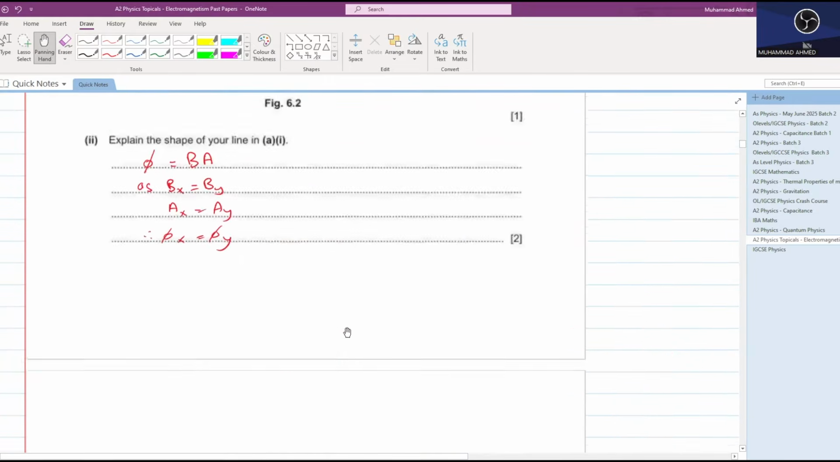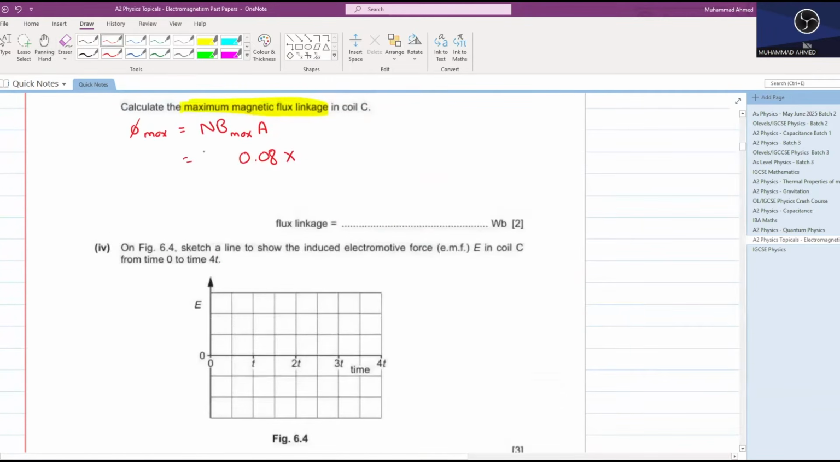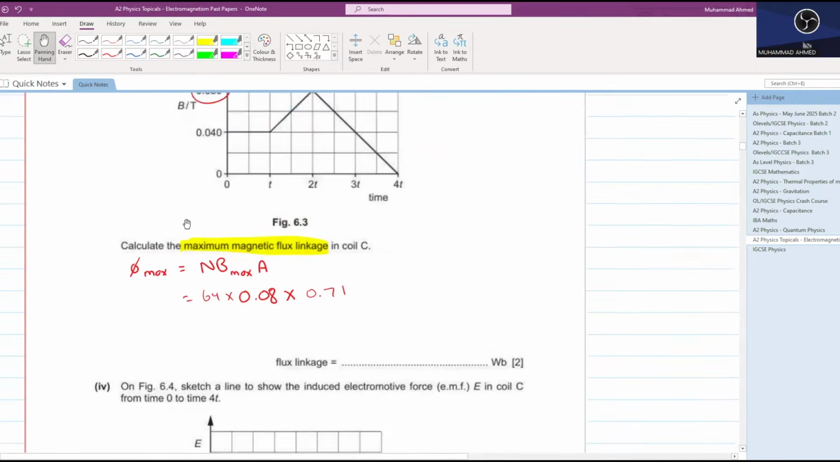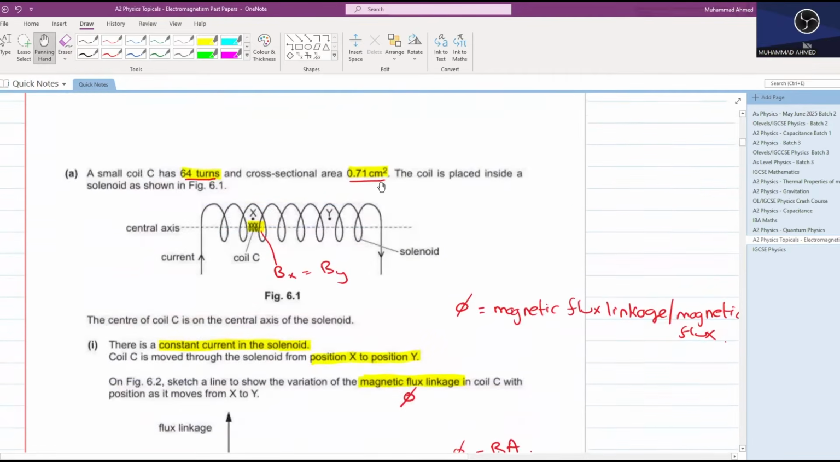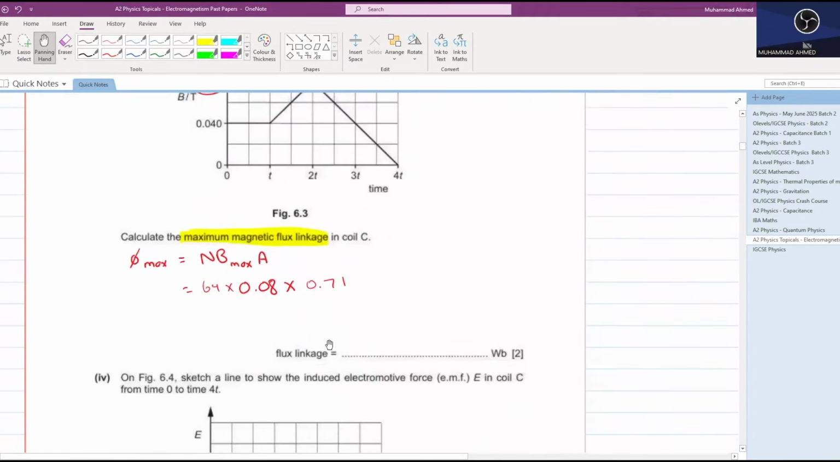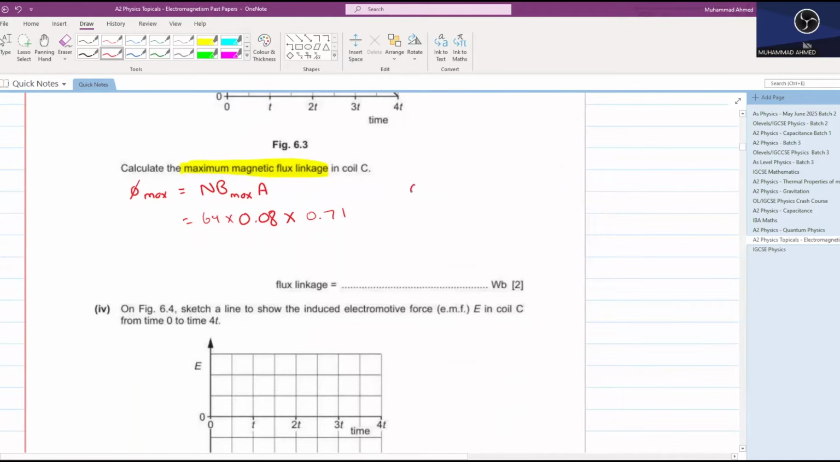The number of turns is 64, and the area is 0.71. So 64 into 0.71, and the 0.71 is in centimeter square. This is also a problem. You will have to convert it into meter square. To convert centimeter square into meter square, you multiply it by 10 raised to the power of minus 4. So what does your answer come out to be? The answer comes out to be 3.6 into 10 raised to the power of minus 4 webers.